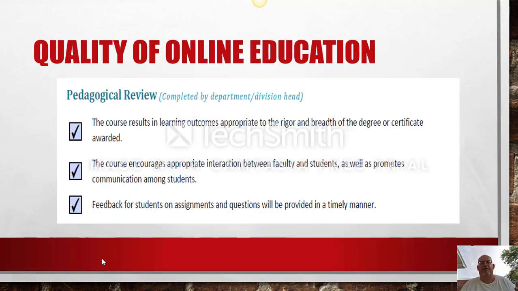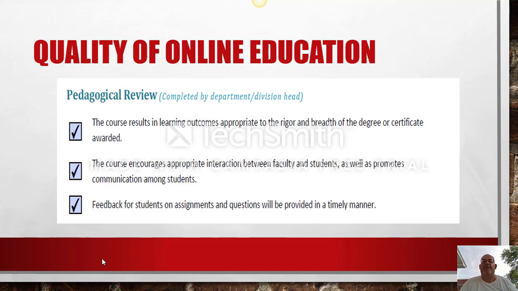Pedagogical review. This is actually not checked off by me, but by my program director, double checked by the dean and CTL, to make sure that outcomes are to the rigor that is needed for the awarding of the degree. You have appropriate interaction between faculty and students, and proper feedback to the students, and everything is done in a timely manner.